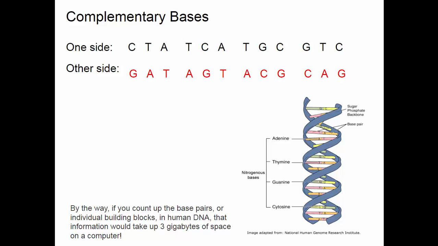So if you know about computers, the number of base pairs in human DNA is about 3 gigabytes of space. Imagine on your phone how many pictures you have in 3 gigabytes. That's all in this tiny little cell.